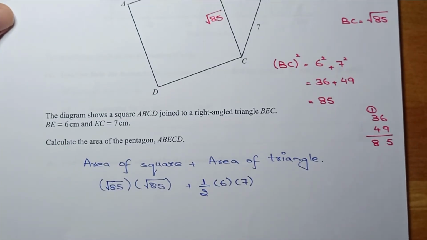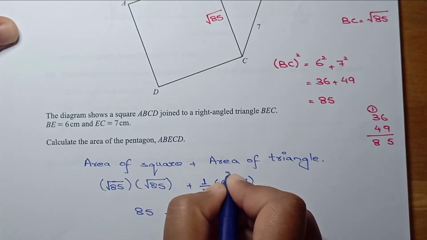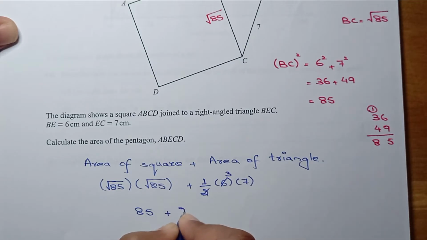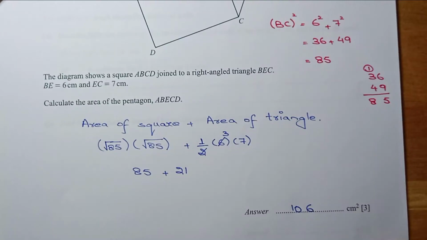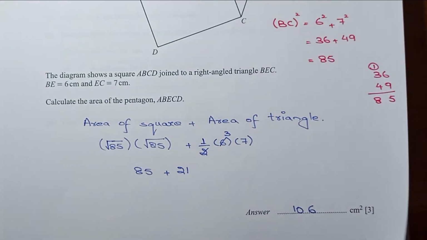Right, so square root of 85 times square root of 85 is just 85, and this would be equals to 2 times 3 is 6, and 3 times 7 is 21, right? And 5 plus 1 would be 6, and 8, 9, 10, so 106 centimeter cube is the total area of the given pentagon.